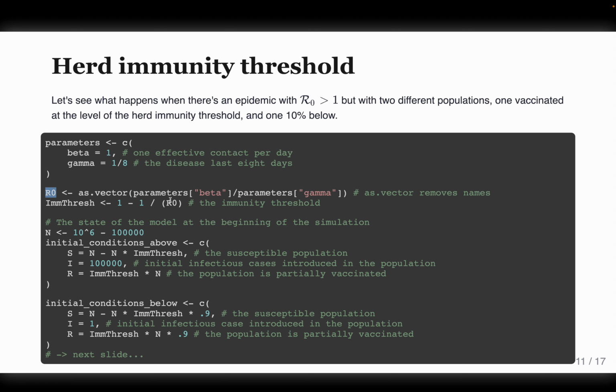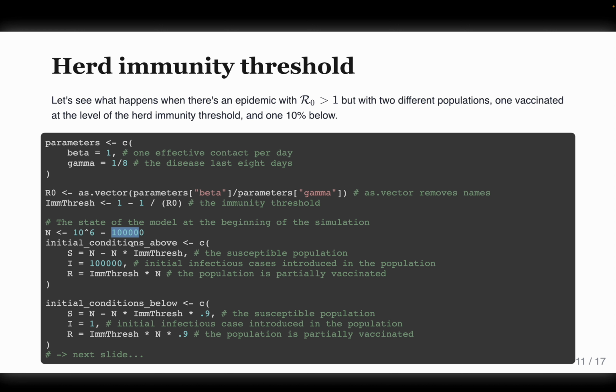So let's create our simulation. We will make two different simulations. One in which we have a level of immunity which is exactly at the herd immunity threshold. So let's start. We can create a population of 1 million individuals, and then we remove 100,000 individuals, which will be the infectious introduced cases.